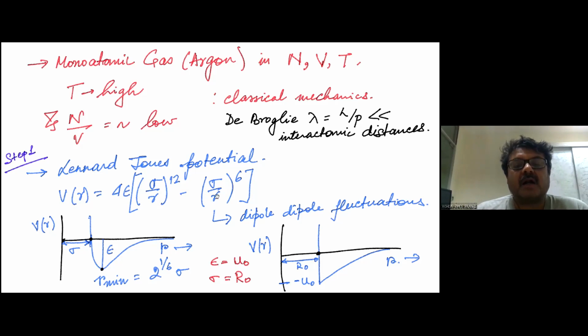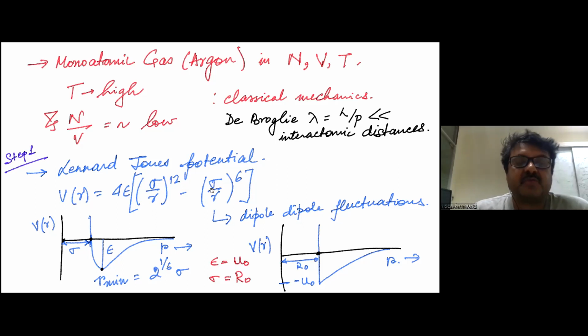And when r by sigma is less than 1, then this to the power 12 becomes a very small quantity, and it is relatively dominated by this term, and this is a sharply falling term. As r increases, the value of this falls, but it falls more slowly than this term.